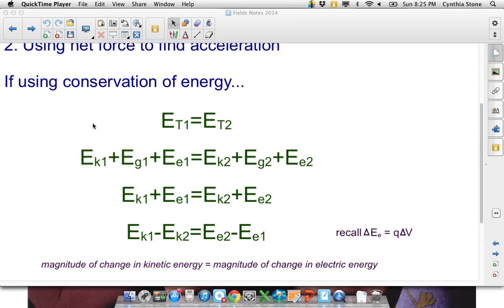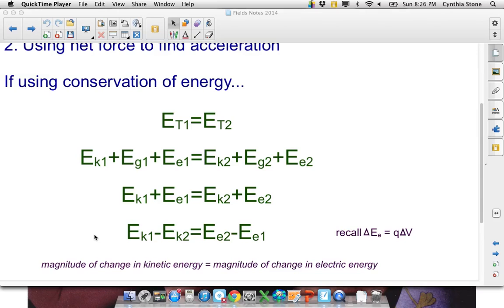it doesn't change. It's still ET1 equals ET2. And listing the energies, there's no springs involved, so I didn't bother listing spring energy, and we don't consider friction, so I didn't bother listing friction over here. We're just looking at the basic mechanical energy of kinetic, gravitational, plus electric energy. In fact, we neglect gravitational in everything that we do.